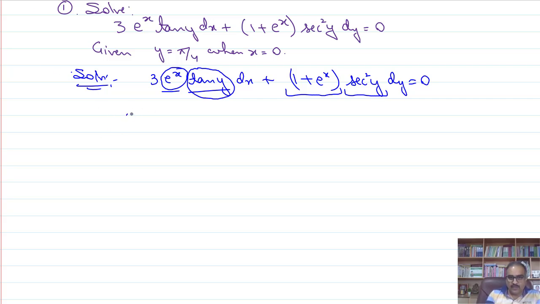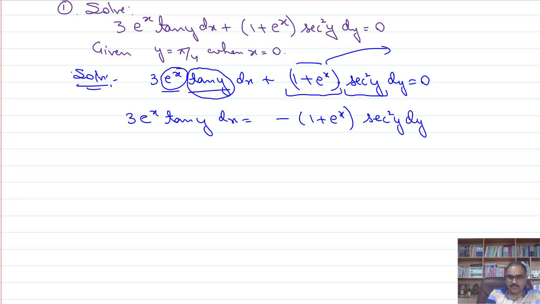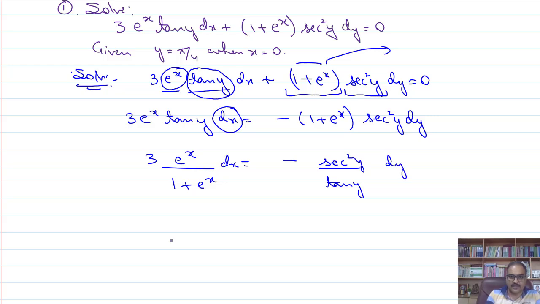So what I need to do is separate both of the terms. So I'll take 3 e raised to power x tan y dx is equal to minus of 1 plus e raised to power x secant square y dy. I take this term on the other side. Now here I am having x, so I'll keep all x terms over here. Now I'll take this one over here. 3 e raised to power x over 1 plus e raised to power x is equal to minus secant square y over tan y dy, and here it will be dx.